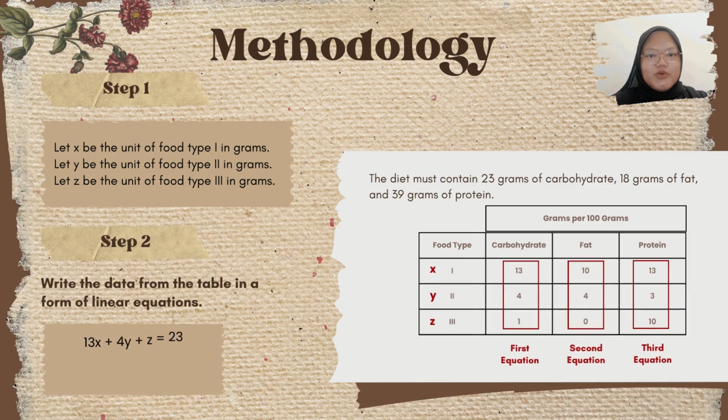First and foremost, we can let X be the unit of food type 1 in grams, let Y be the unit of food type 2 in grams, and let Z be the unit of food type 3 in grams.